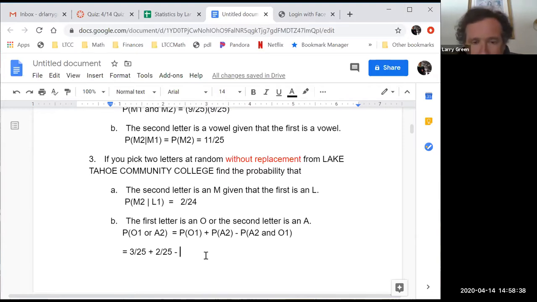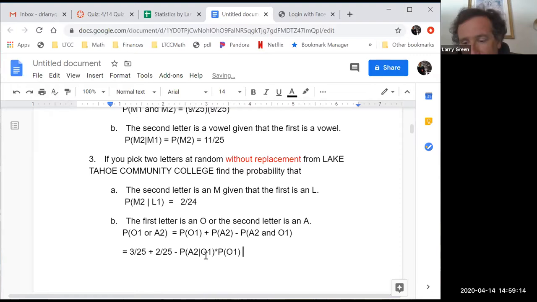So what we can say, this is the probability of A2 given O1 times the probability of O1. Okay, so that's an important little formula. It's a formula for the and. It's the probability of the second one given the first times the probability of the first. Okay.